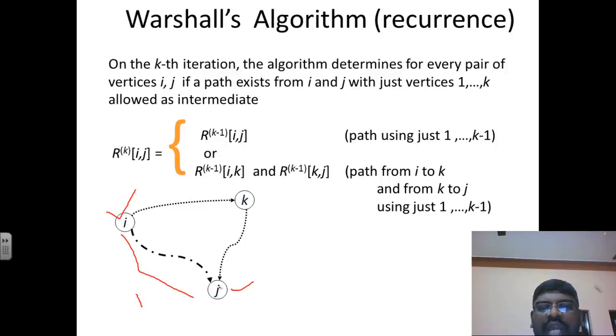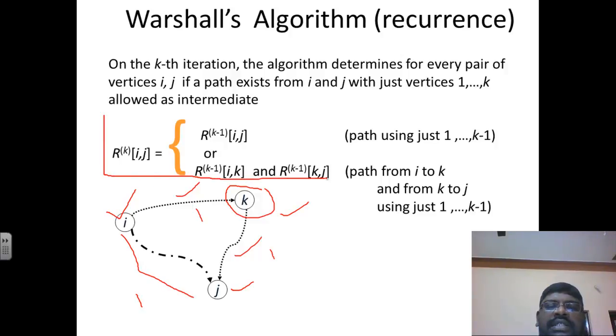Suppose if there is no direct edge, we have to check whether there is any path via an intermediate vertex. That means if there is an edge from I to K as well as from K to J, then I can conclude that I to J is possible via K. Okay, so to find it, this is the core algorithm in the case of Warshall's algorithm.